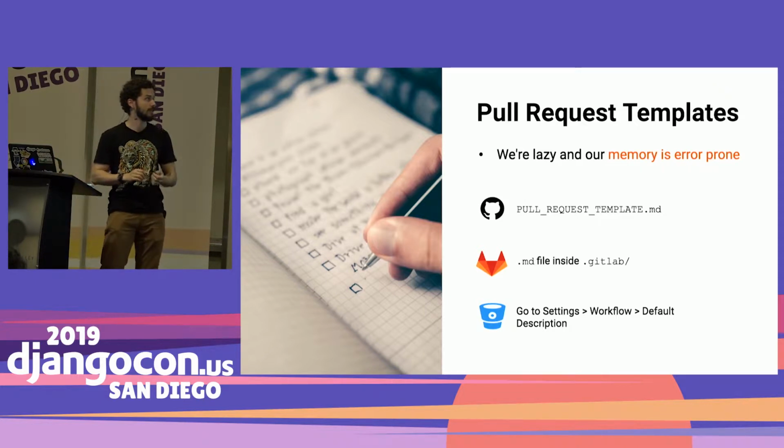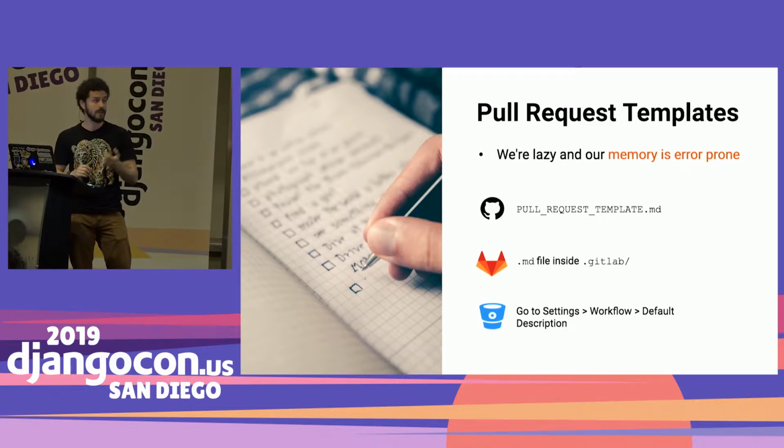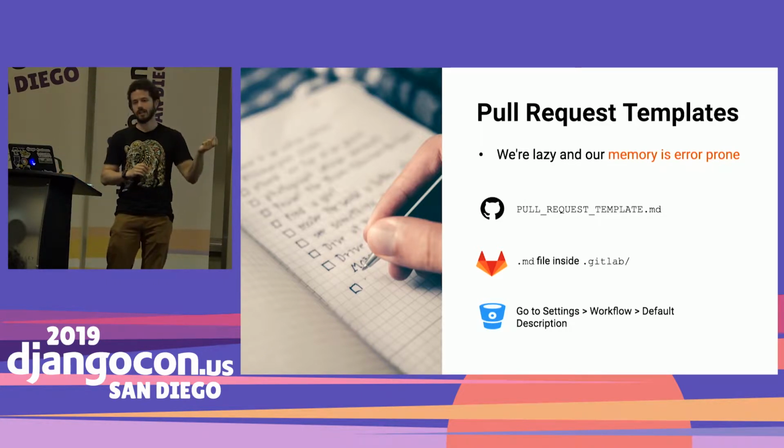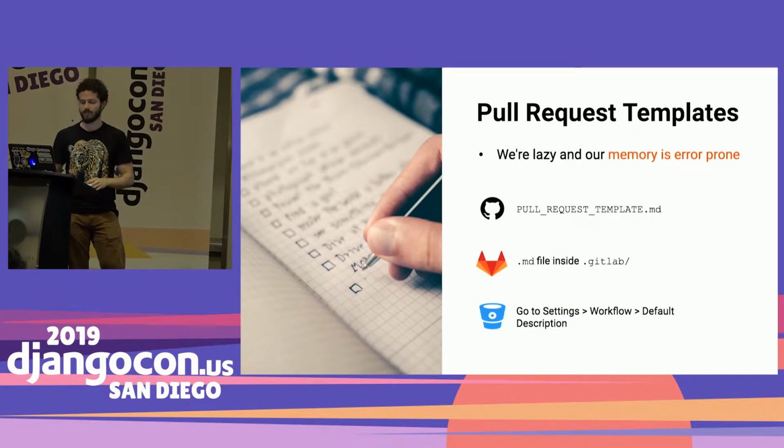On GitHub, you can just create a pull request template markdown file on the root of your project. On GitLab, you just create a markdown file inside the .gitlab folder, and on Bitbucket, you can go in the settings and configure it there.